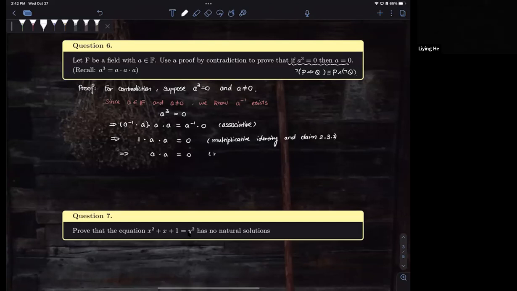So this is multiplicative. Wait, what did I do? This is not identity, sorry. This is inverse. This is identity. Multiply. I can't spell. Multiplicative identity. Okay, there we go. And you do the same thing, you multiply by A inverse again.